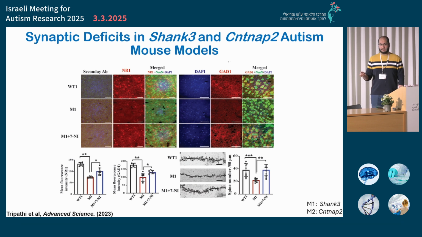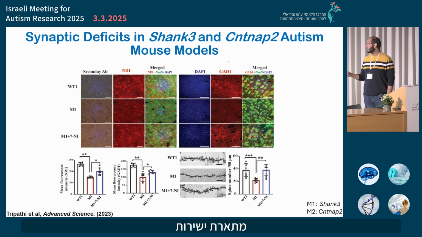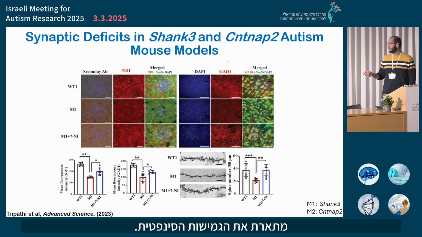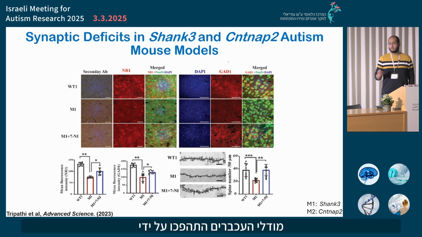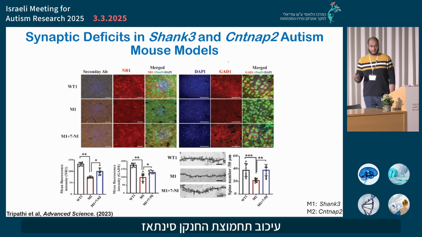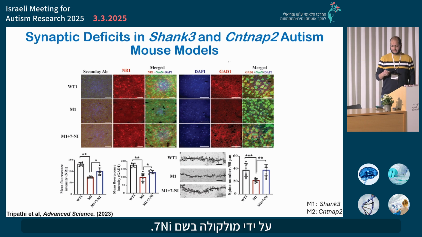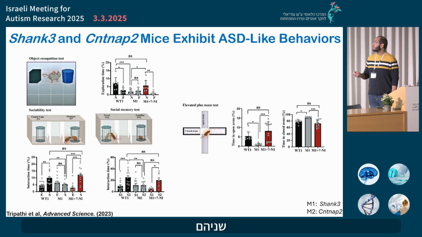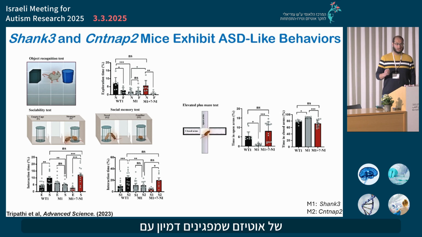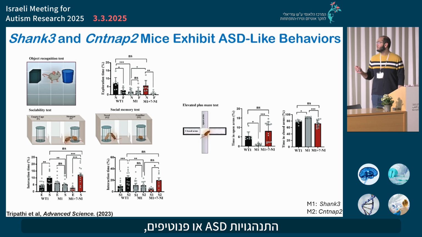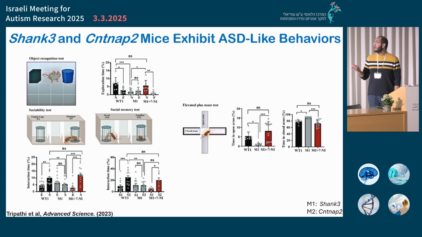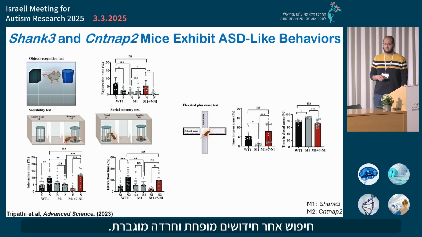Spine density directly describes the synaptic plasticity. All these changes in both mouse models were reversed by inhibiting nitric oxide synthase with a molecule called 7-NI. Both of them are well-established mouse models of autism that exhibit several ASD-like phenotypes, including reduced sociability, reduced social novelty, reduced novelty seeking, and elevated anxiety.